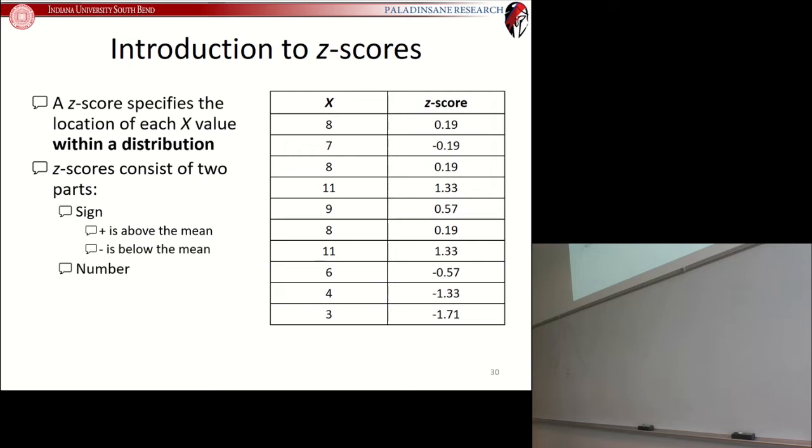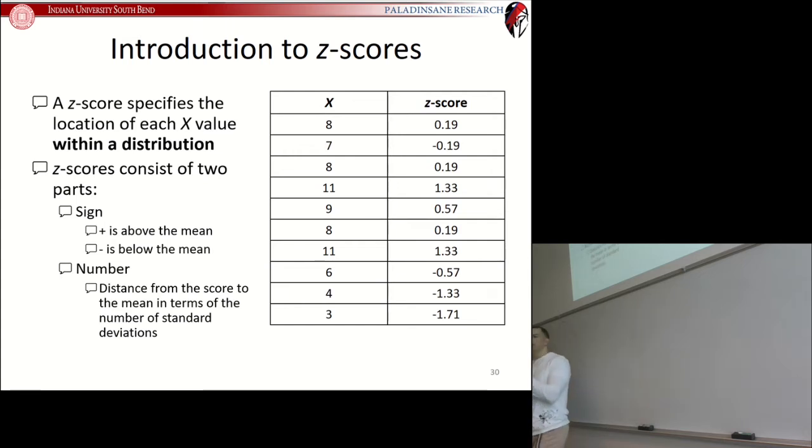The other part of the z-score is the number, so they actually come with values. And the number tells you the distance of the score from the mean, or the deviation, in terms of the number of standard deviations. So that's a little bit more difficult to wrap your mind around. But what these numbers mean are standard deviation steps above or below the mean. So for example, a score of 6 is about half a standard deviation below the mean. A score of 11 is 1 1/3 deviations above the mean.